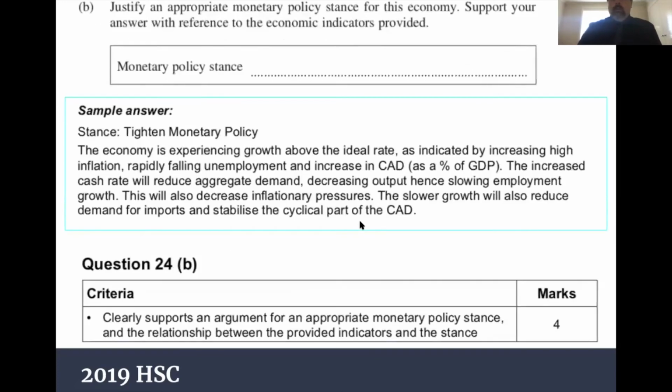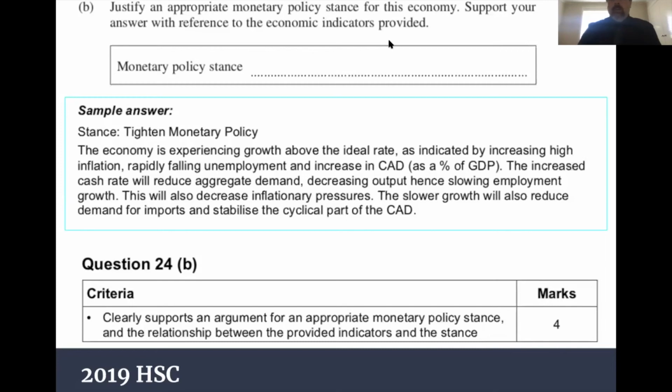All right, let's move on to some more questions. Last year's HSC again. Another verb that comes up often is this justify. So justify meaning you need to give reasons and detailed, clear economic reasons for whatever the question may be. So in this one here, appropriate monetary policy stance for this economy. Okay, and support your answer with reference to the economic indicators that are provided.